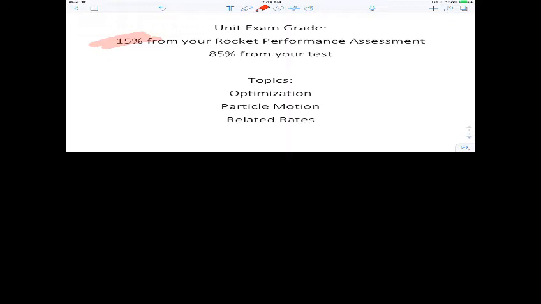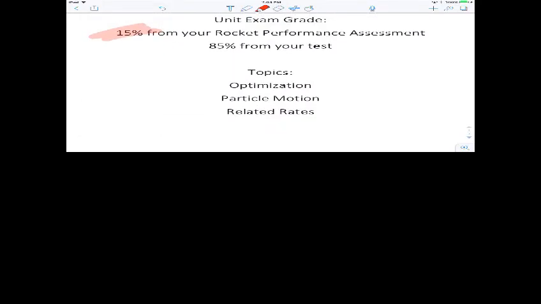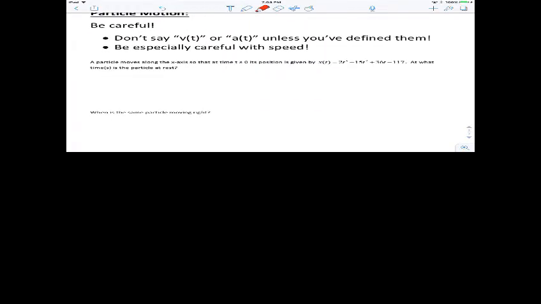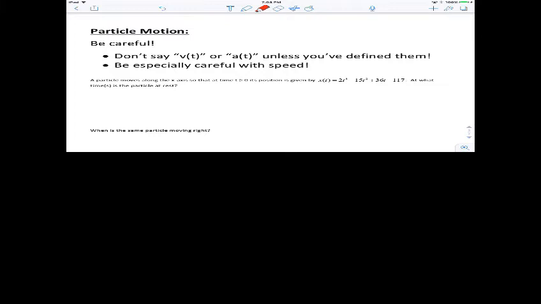So we've got 3 topics. We've got optimization, which is finding maximums and minimums. We've got particle motion, which you guys were really strong at. And we've got related rates, which was that last topic that we talked about. So we're going to go through in order of where I think we're struggling the most, and we're going to start with particle motion. We're going to breeze through this, look at a couple things, see what we have difficulty with, and then we'll go from there.